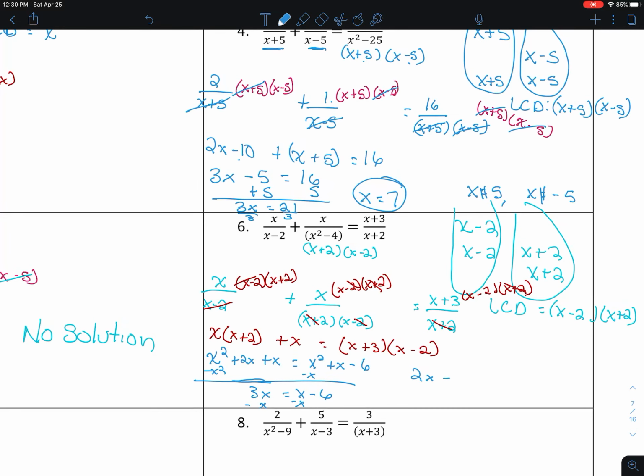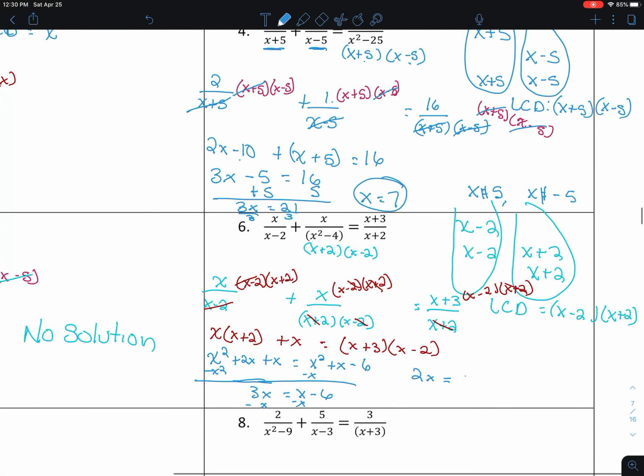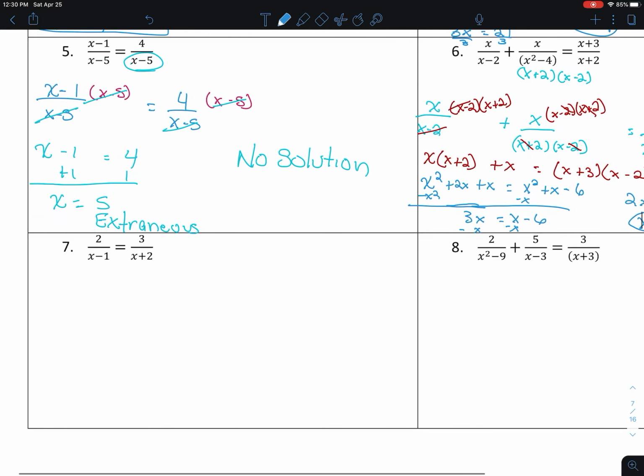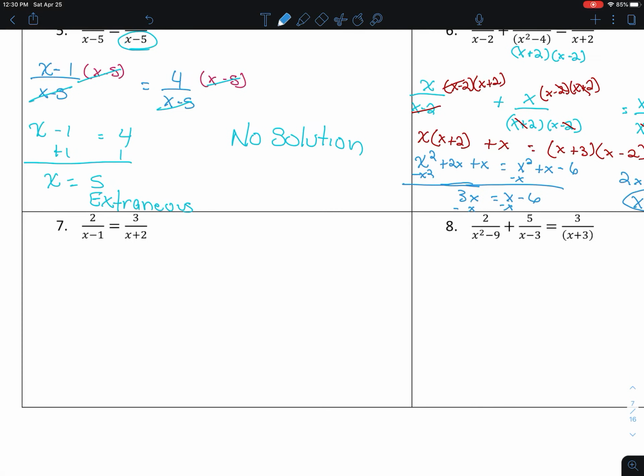Subtracting x from both sides, I get 2x equals negative 6. So x is equal to negative 3. Okay, is that an extraneous answer? It is not. My extraneous answer would have been x equals 2 or x equals negative 2. But that is not an extraneous answer, so that is my answer.